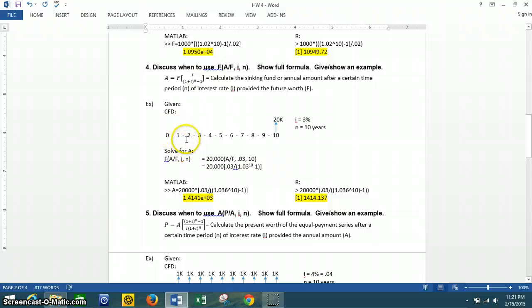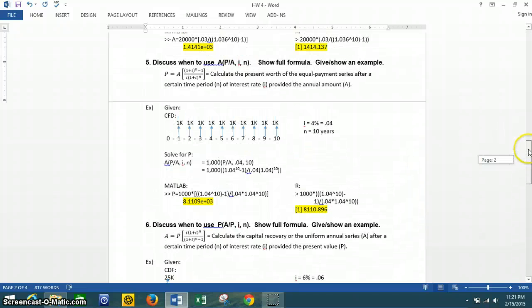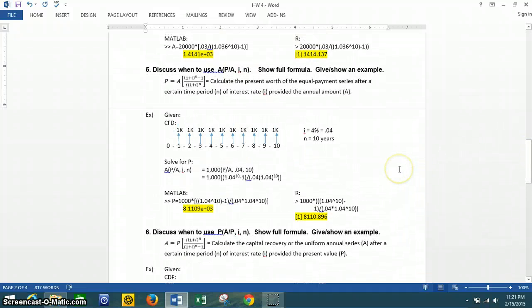So each one of these years you will be given about $1,400 each year to give you $20,000 for your future worth, or your future amount. And now let's look at the fifth thing that we must discuss, which is the present given annual series, uniform annual series. Now your uniform annual series is just like your other series, with 10 years given a 4% interest this time, and each year you're given $1,000.